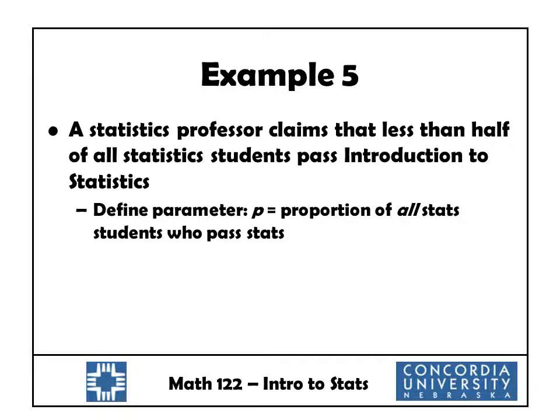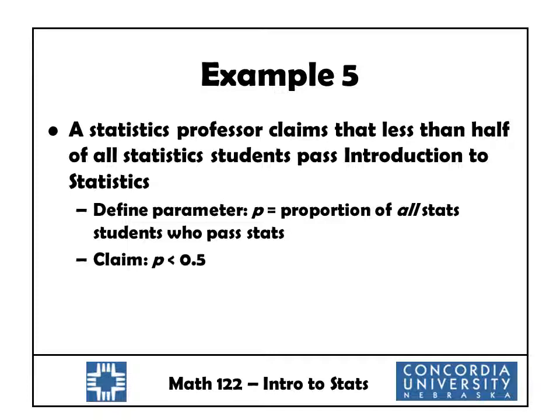First we define our parameter. Now the word proportion is not used in our claim. However, it says less than half. Half means 50%. Percent indicates proportion. So our parameter is p, the proportion of all stat students who pass Introduction to Statistics. And again, we use the word all there because we're making a claim about the population, not just the sample.